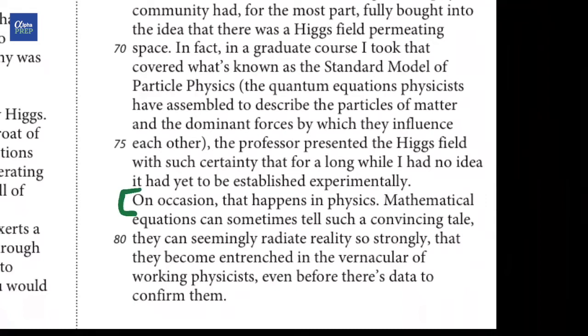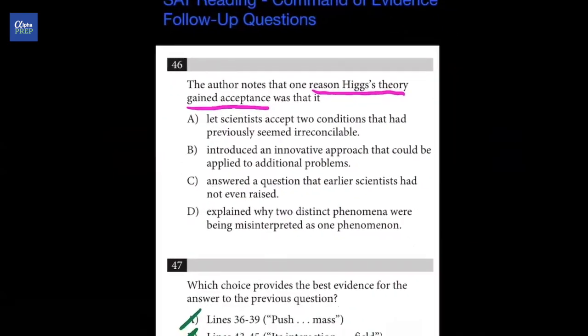On occasion, that happens in physics. Mathematical equations can sometimes tell such a convincing tale they can seemingly radiate reality so strongly that they become entrenched in the vernacular of working physicists even though there's no data to confirm them. So in this case, they're talking about physics in general. They're talking about how theories are accepted very generally, not the Higgs theory specifically, and definitely not why it was accepted by the scientific community. So this choice is wrong. And our answer is C.